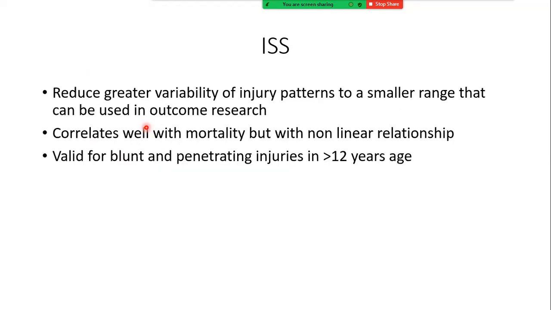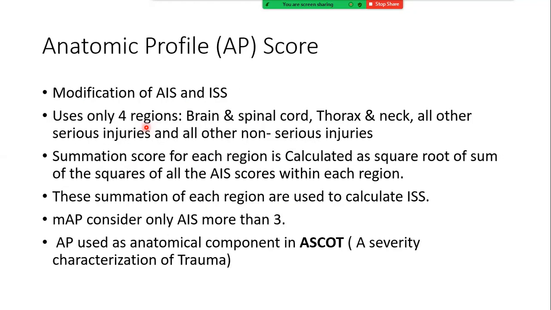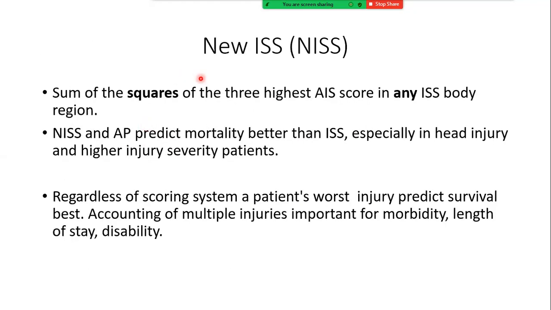This 34 will help you predict mortality better, as published by a few recent studies compared to ISS. So this is NISS, the new injury severity score. NISS and the anatomical profile score predict mortality better than ISS, especially in head injury and higher injury severity patterns. Regardless of the scoring, a patient's worst injury predicts survival best, and accounting for multiple injuries is important for morbidity, length of stay and disability.